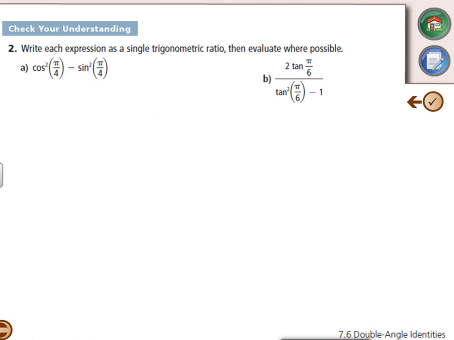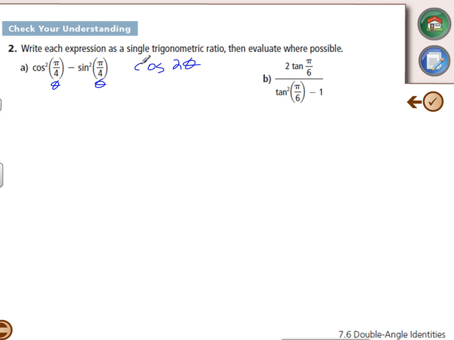Okay, so they ask you, write it as a single trig ratio. They're saying, identify which formula on the formula sheet does this most represent. Oh, that looks like cos squared minus sine squared. Oh, that's cos 2 theta. Okay, well, there's my theta. It's pi over 4.